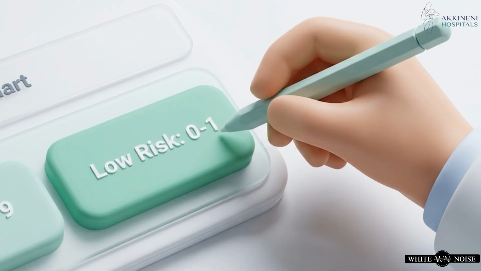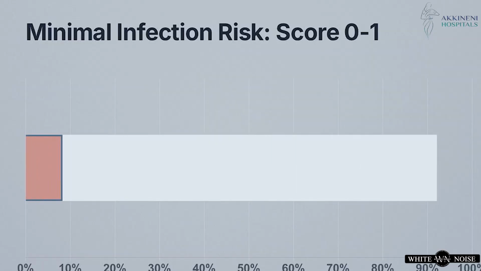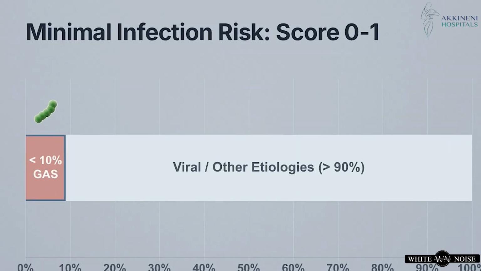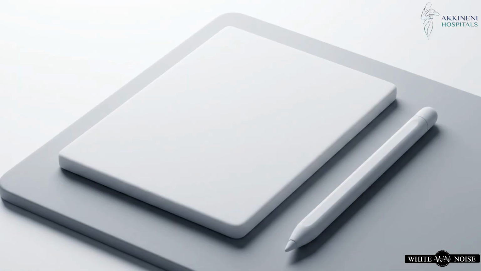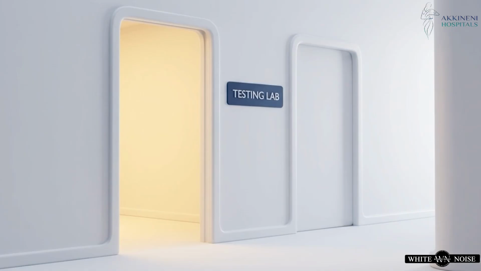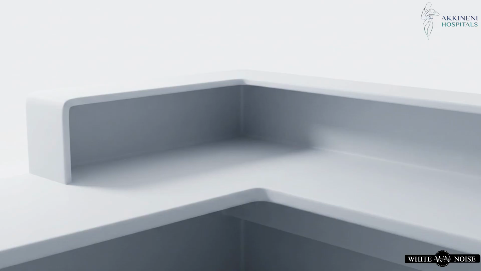0 or 1. At a score of 0 to 1, the statistical probability of a Group A streptococcus infection is less than 10%. You confidently exclude GAS, perform no rapid testing, and prescribe no antibiotics. By acting as a strict gatekeeper, the McIsaac score effectively strips away the lowest risk patients, preventing millions of unnecessary tests and the subsequent overprescription of antibiotics.